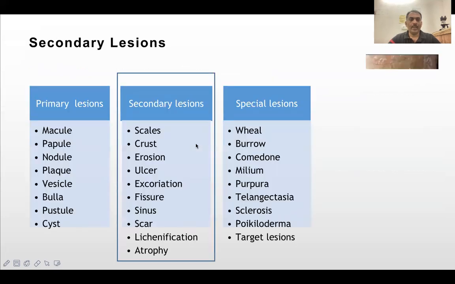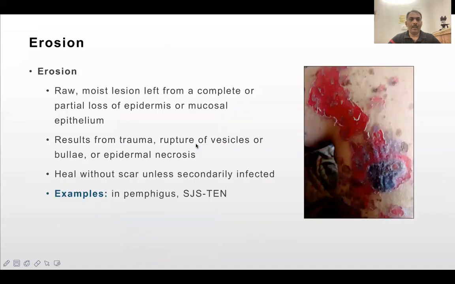Now, coming to the secondary skin lesions. What is an erosion? An erosion basically is a raw, moist lesion left from the complete or partial loss of epidermis or a mucosal epithelium. It may result from trauma, a rupture of a vesicle or a bulla, or an epidermal necrosis. Erosions usually heal without any scar because it is a very superficial removal of the upper layer.